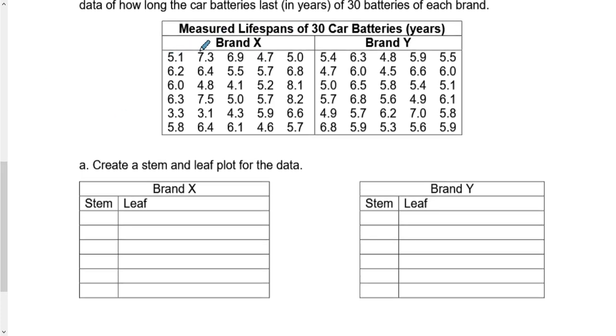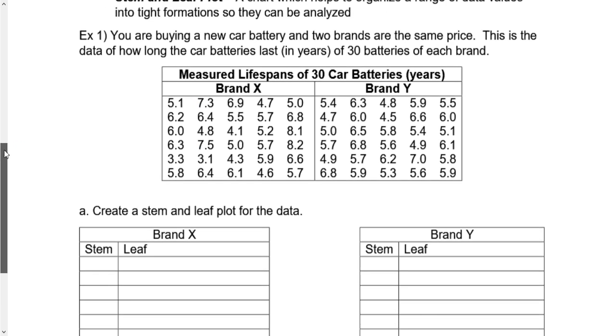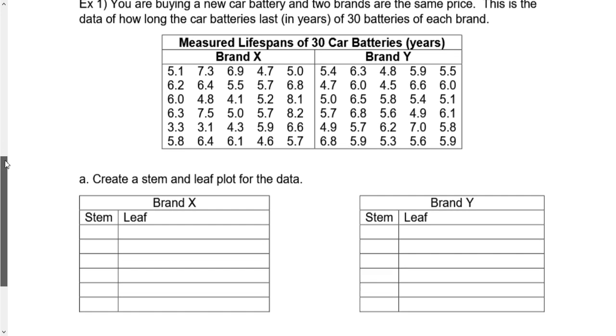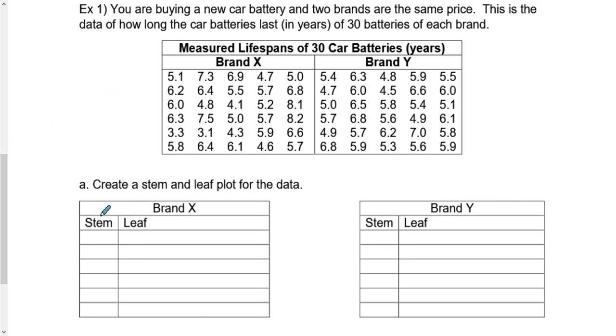So we have 5.1 years, 5.2 years, 5.8, 7.0 years. The first thing that we're going to do is create a stem and leaf plot. Now, the idea behind a stem and leaf plot is it's just going to help us organize this data. The method that we use to create a stem and leaf plot is we have to look at what our data is. The biggest thing is our data has a whole value and a decimal value.